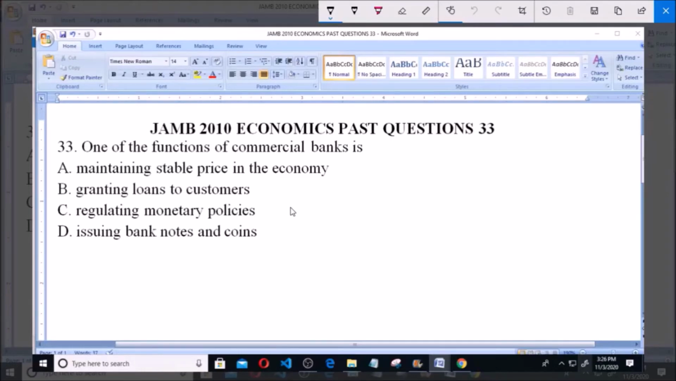Jamb 2010 Economics Past Question, question 33. Which of the functions of commercial banks is: A, maintaining stable price in the economy, B, granting loans to customers, C, regulating monetary policies, D, issuing banknotes and coins.